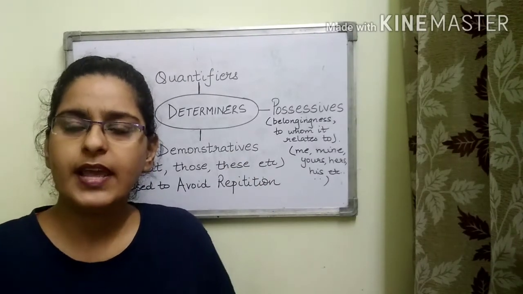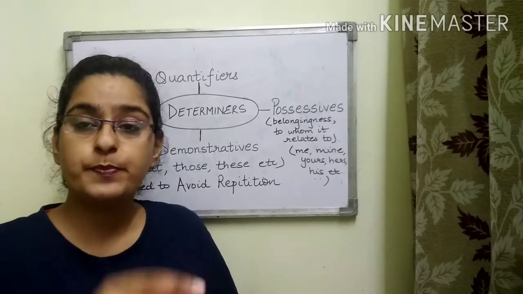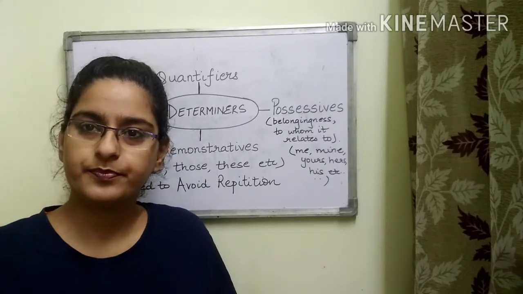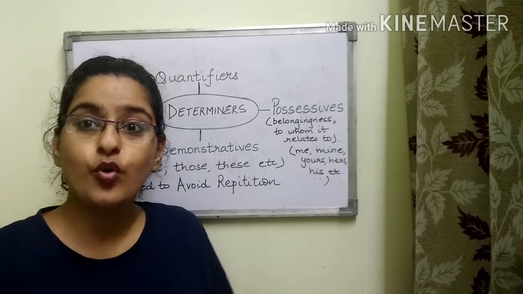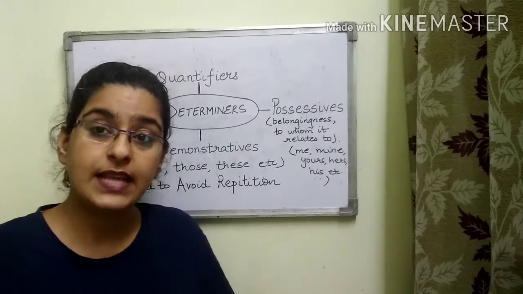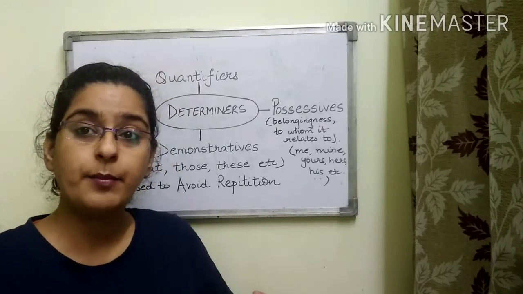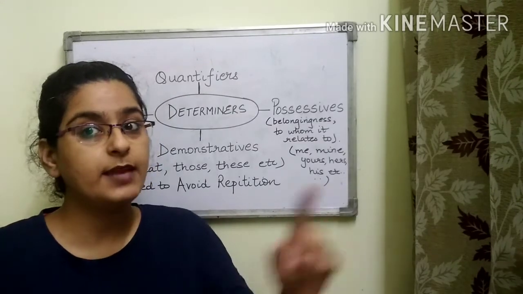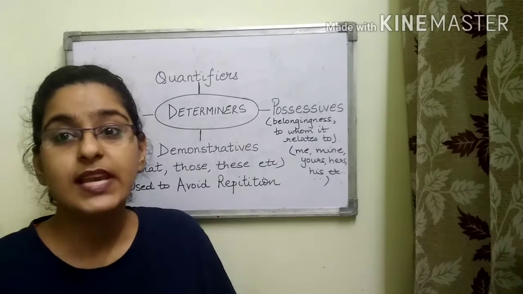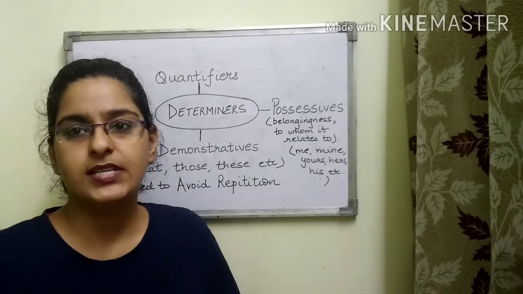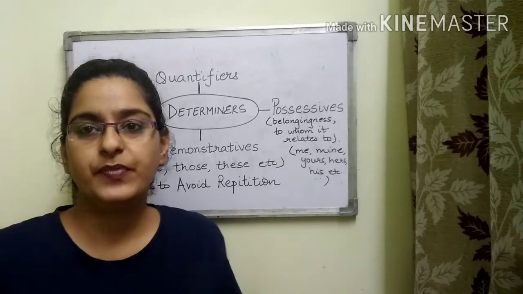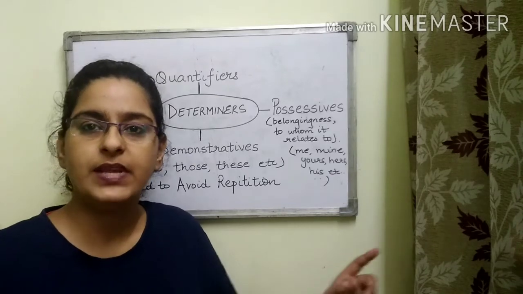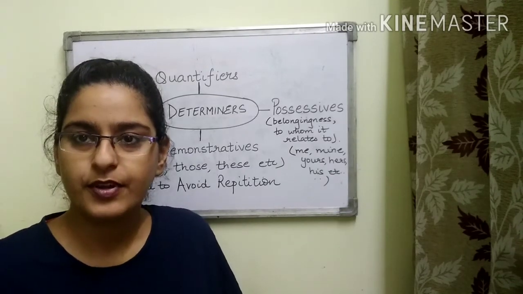For example, if I say that this pen belongs to me, what I'm telling about a noun is that this pen belongs to me. And see, in the same sentence, I'm actually using two kinds of determiners, this and me. This is a demonstrative and me is a possessive.